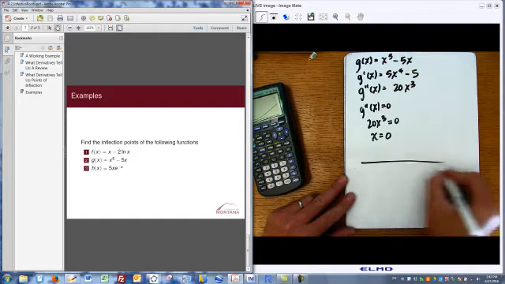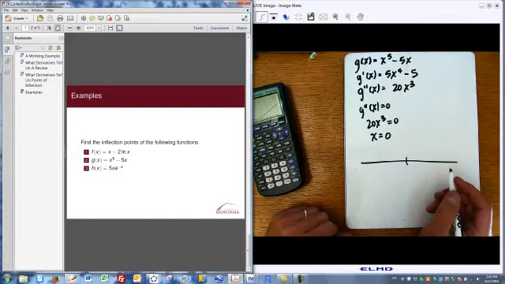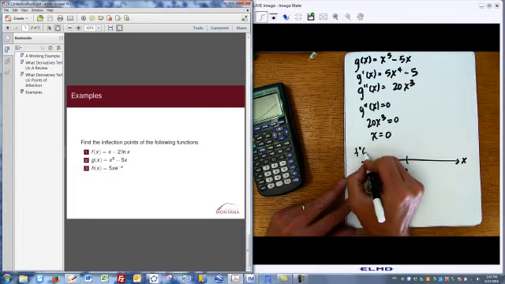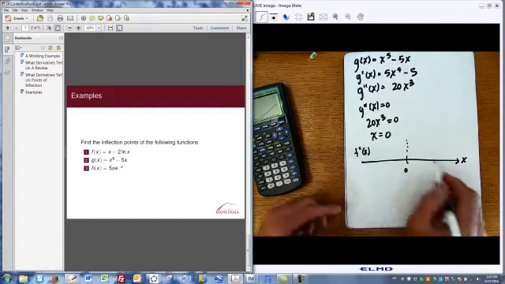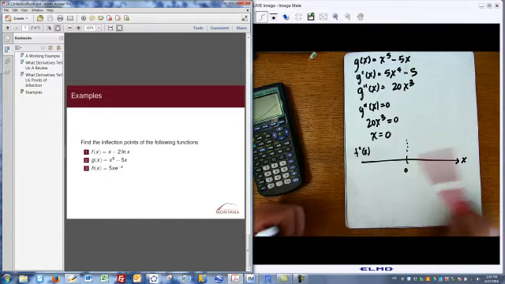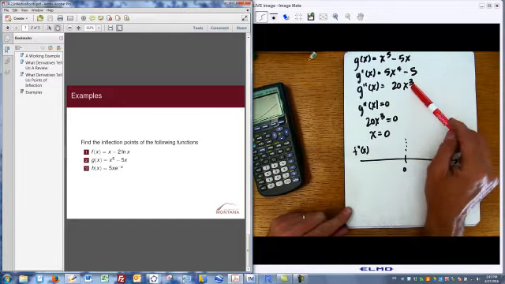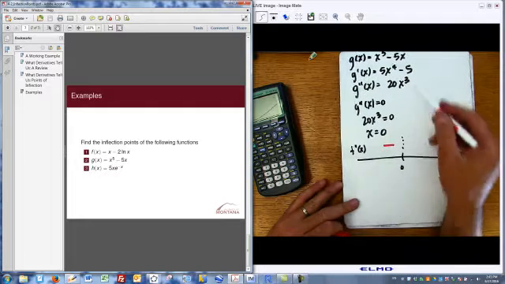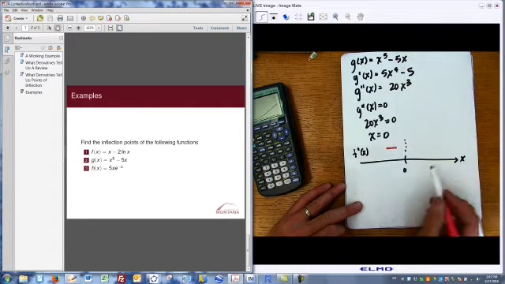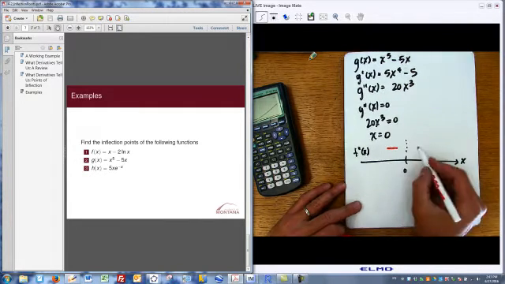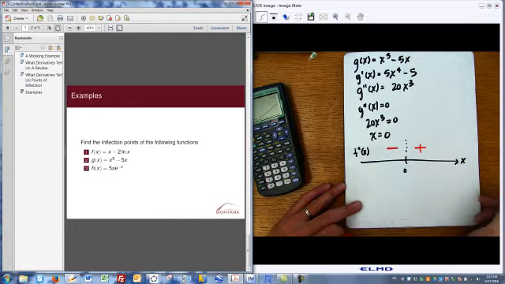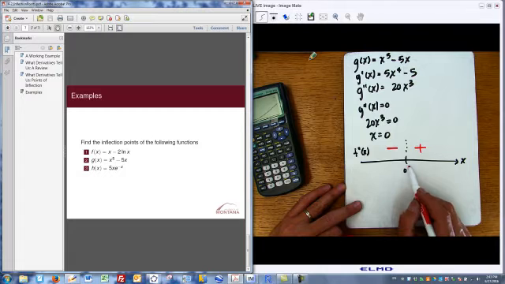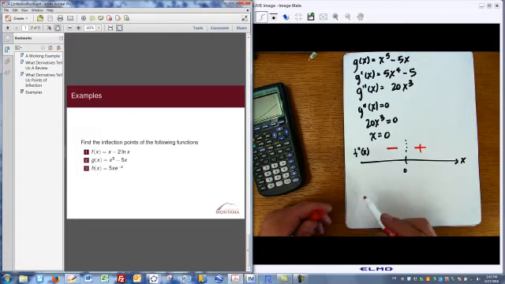So really we know that the graph can only transition from either positive to negative or negative to positive when x is equal to 0. So let's try and find out what's going on to the left and to the right of 0. So what if I put a negative 1 into the second derivative? Here's the second derivative. If I put a -1 in there, I can see it's going to be negatively valued because a negative cubed is still negative. And if I put a +1 in there, I can see it'll be positively valued. So it's positive to the right of 0. So we transition from concave down to concave up at 0. So that means 0 is an inflection point.